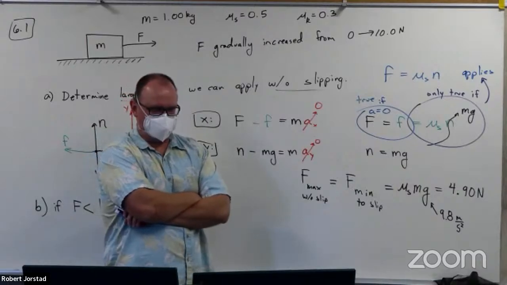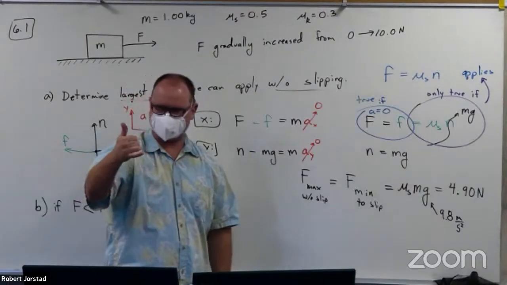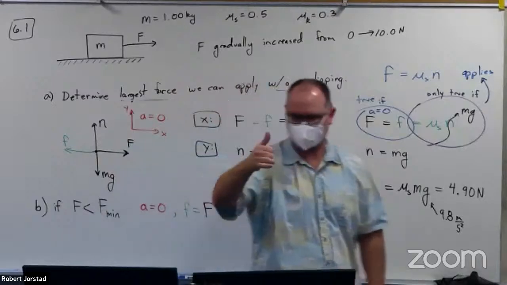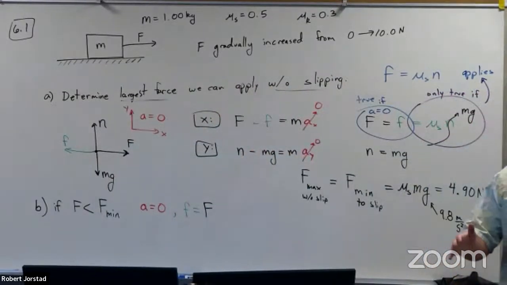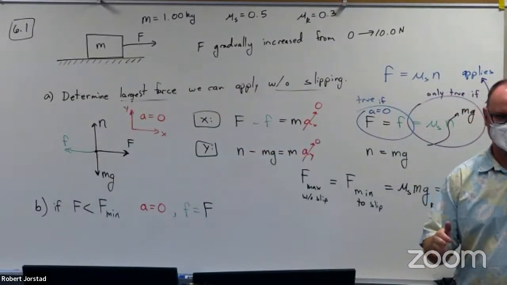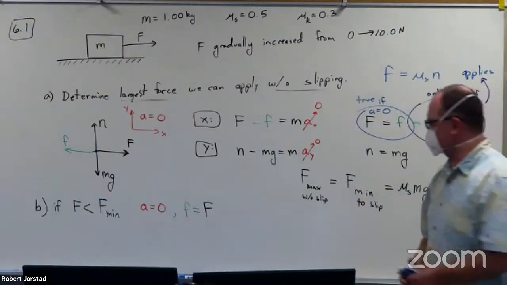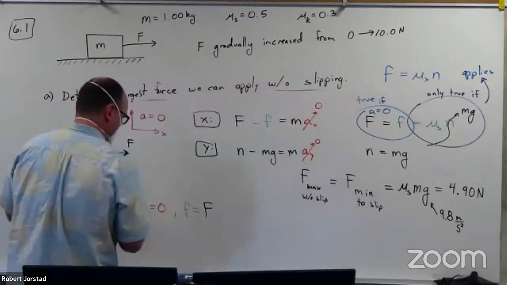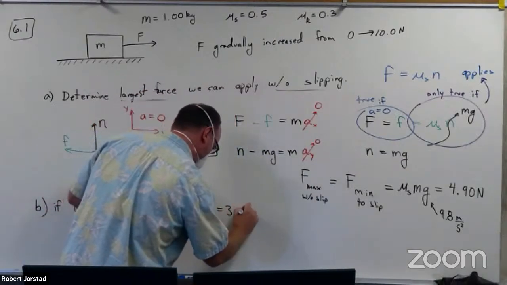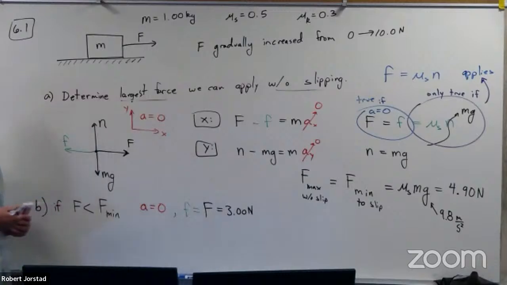Am I losing you? Let me see some thumbs up, thumbs down, just so I know. All right. Is this the right pace or is this too slow? Good enough? Okay. Oh, so in particular, if we set this to 3.00 newtons, we got it. The problem continues on. It says, for example, set F equal to 3. Good?